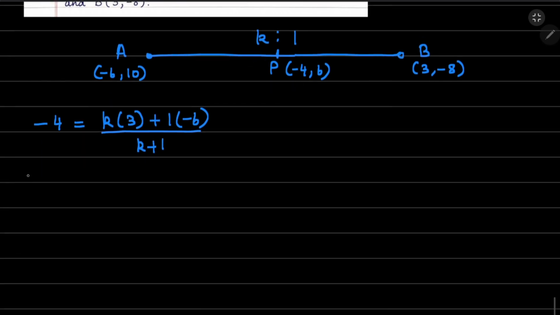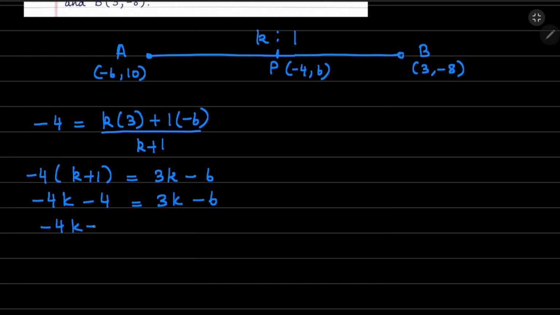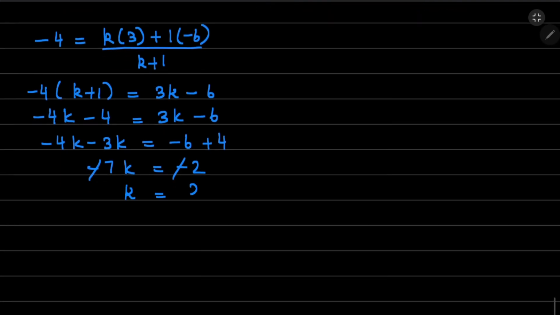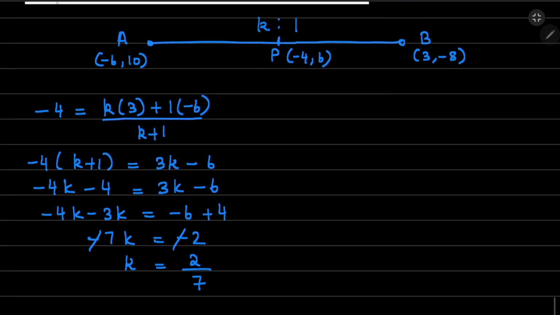Cross multiply. So you will get minus 4 into k plus 1 is equal to 3k minus 6, since 1 into minus 6 is minus 6. So expand it, open the bracket: minus 4k minus 4 equal to 3k minus 6. Take k terms to one side. So minus 4k minus 3k is equal to minus 6 plus 4. So this is minus 7k equal to minus 2. Minus minus gets cancelled. k is equal to 2 by 7.